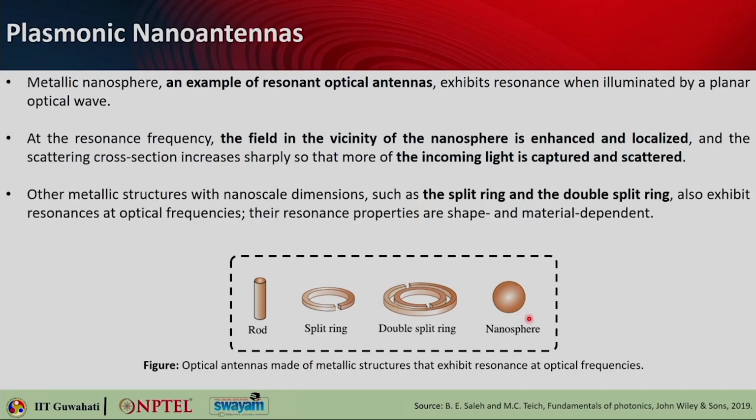There are other metallic nanostructures also possible which have nanoscale dimensions, such as this kind of split ring structure or double split ring structure. They also can be designed in a way to have resonance at optical frequencies, and mind that their resonant properties are basically shape and material dependent. So, you can get tunability in terms of the resonant frequency where you want your antennas to operate, based on the design and the material of the antenna.